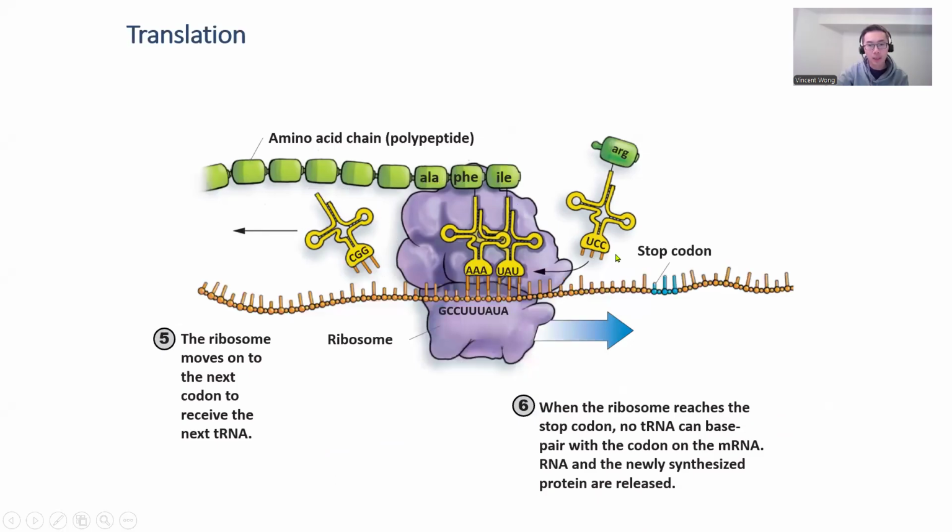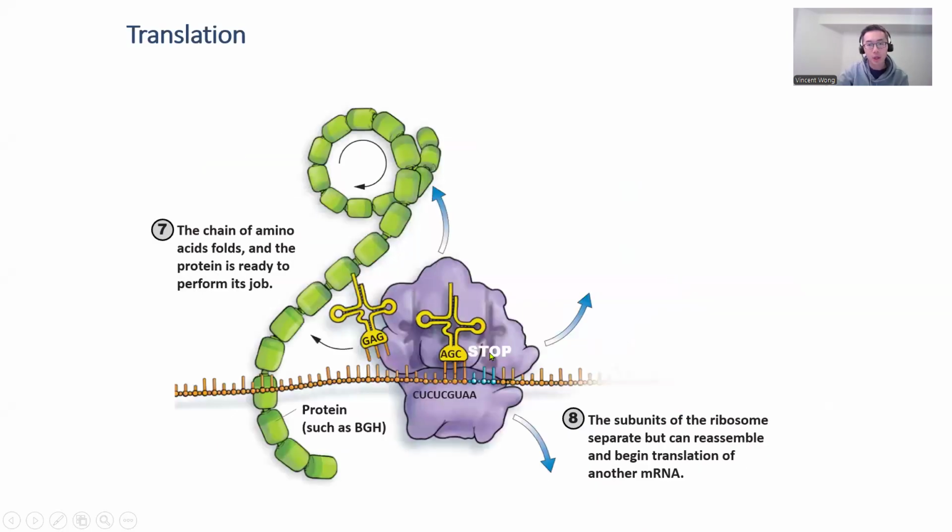It will keep on going and going until you hit the stop codon. When you get to the stop codon, no corresponding tRNA will be available. Then you release the protein. Each of these green things is an amino acid. The protein can be long, can be short. Some proteins are hundreds of amino acids long, and the ribosome will separate, and it will find another mRNA to build the protein from, and that is translation.